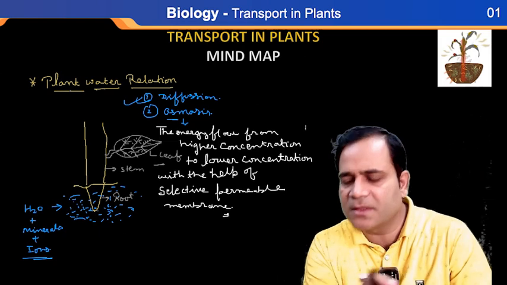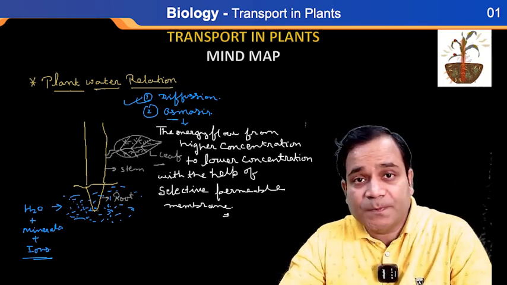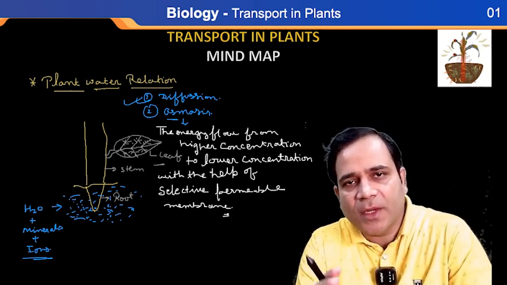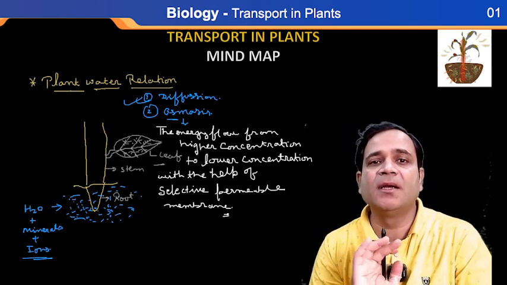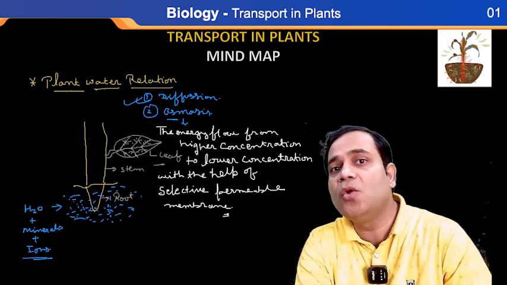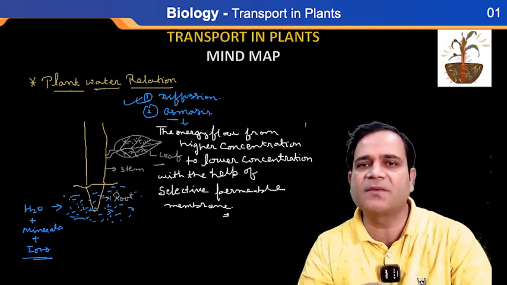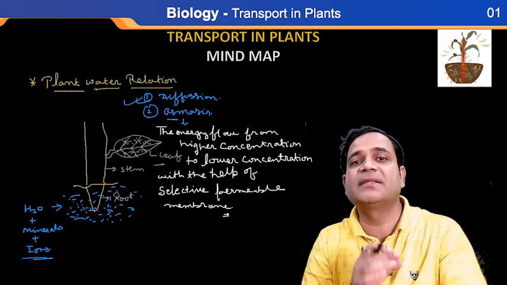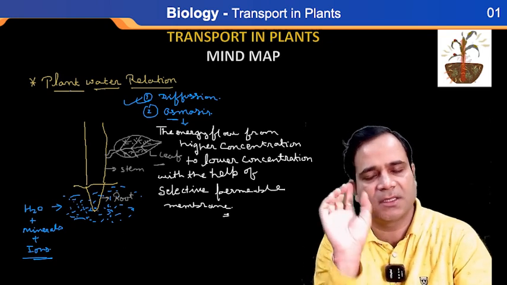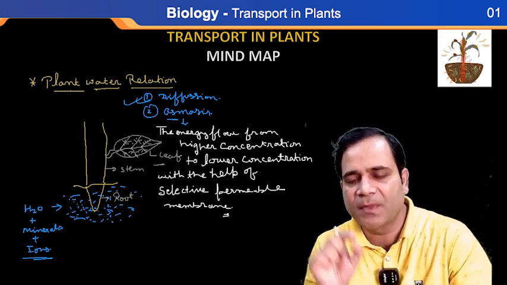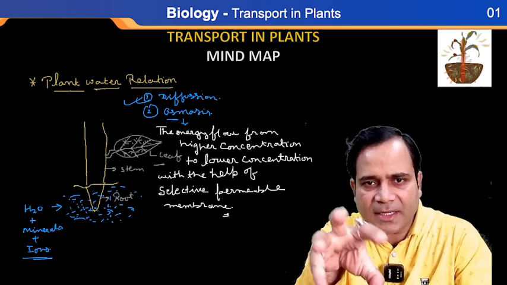Listen first, my dear. This one is very, very simple. What I'm telling you here is that the flow is from higher concentration to lower concentration. But the thing to know is how. With the help of osmosis, it is very simple. But the question is, with the help of a selectively permeable membrane. Dear, suppose I take a handkerchief and put it in water. What do you see there? The water is absorbed by that handkerchief.